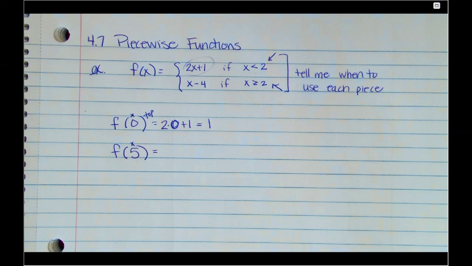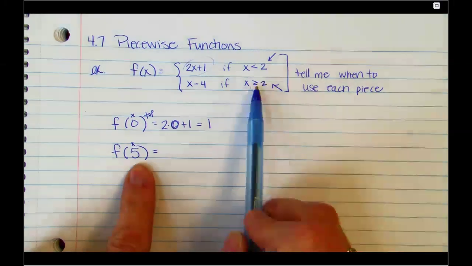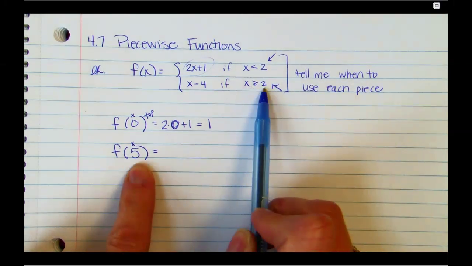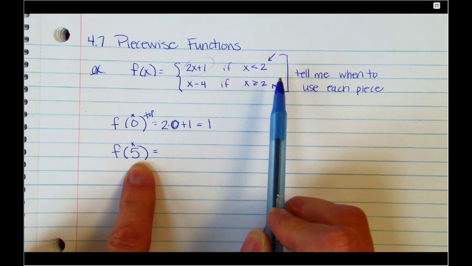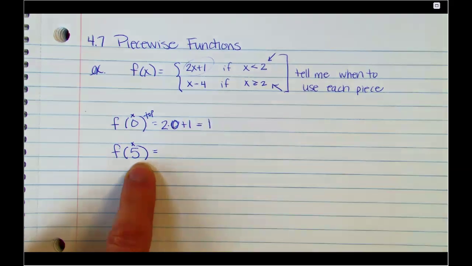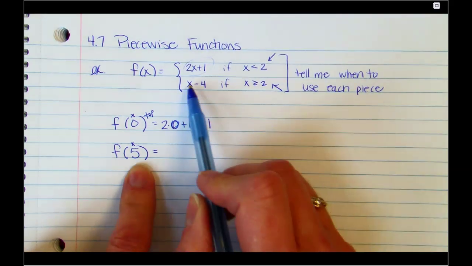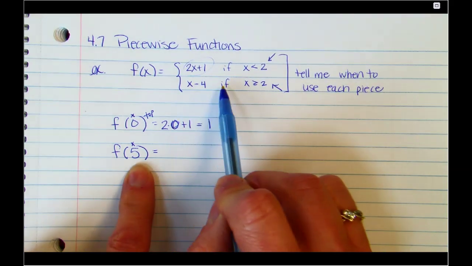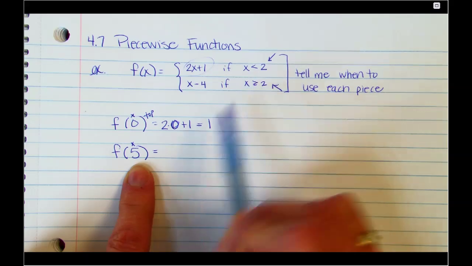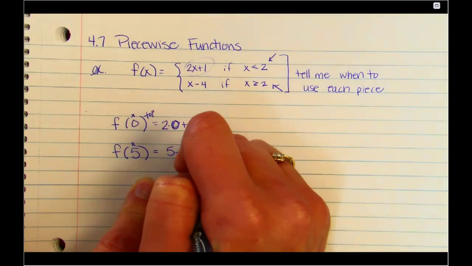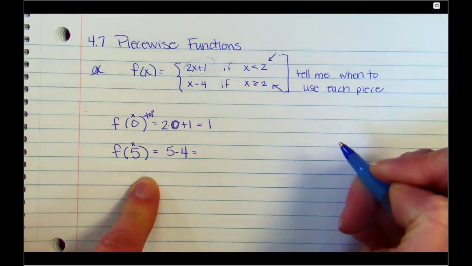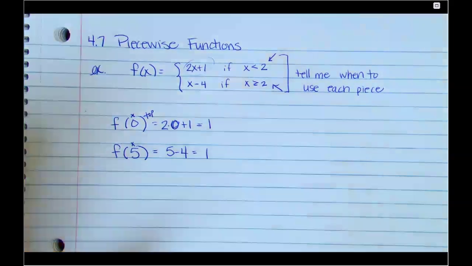The bottom, because 5 is greater than 2. 5 is more than 2. That's what it says. If the x is greater than 2, use the bottom. That's why it says if. So when you read it, it's this equation if the x is greater than 2. X is greater than 2. So we would have 5 minus 4, which is also 1. That's okay.